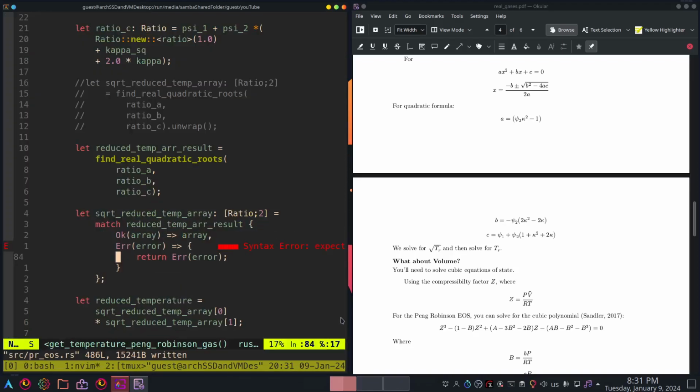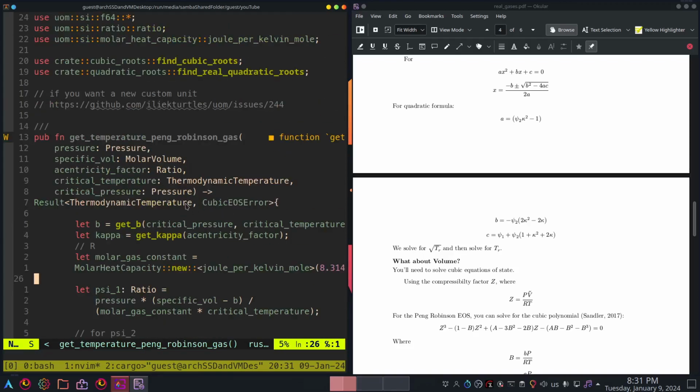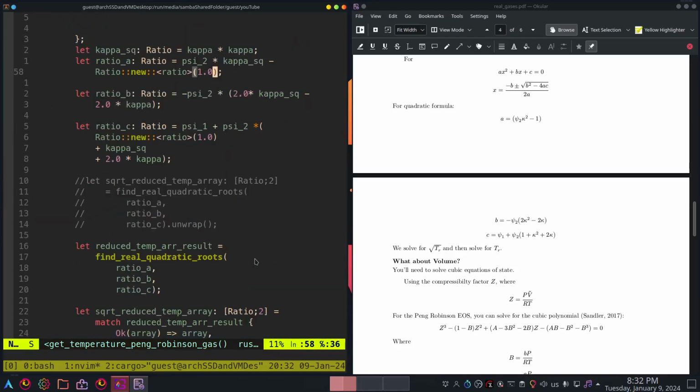So what is this part doing? This find real quadratic roots is going to return a result. There are two cases. One of them is that we have the array. If this thing runs okay, we can return the array and then we load this value into the square root reduced temperature array. If there's an error, then we return an error that causes this whole function to return this cubic EOS error enum. So that's the long way of doing it.